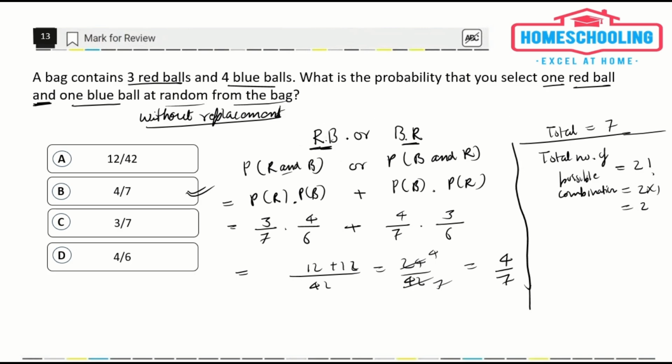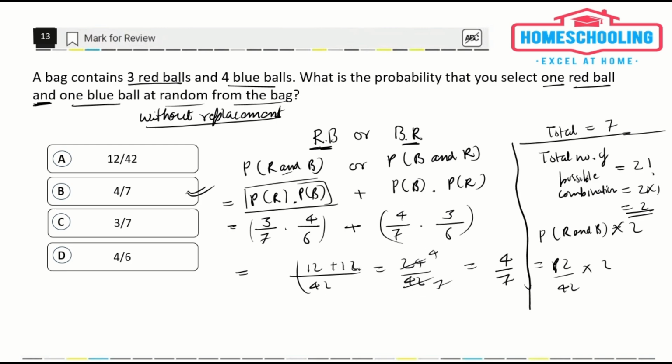So what we're going to do here is find the probability of one of the possible combinations, that is P(R and B), and multiply it by the total number of possible combinations, that is 2. We have solved it here, so this is equal to 12 by 42 into 2, because the total possible outcomes are either red ball first and blue ball later, or blue ball first and red ball later. So we will find the probability and multiply it by 2. And as we can see, both values are the same: 12 by 42, and this is also 12 by 42.